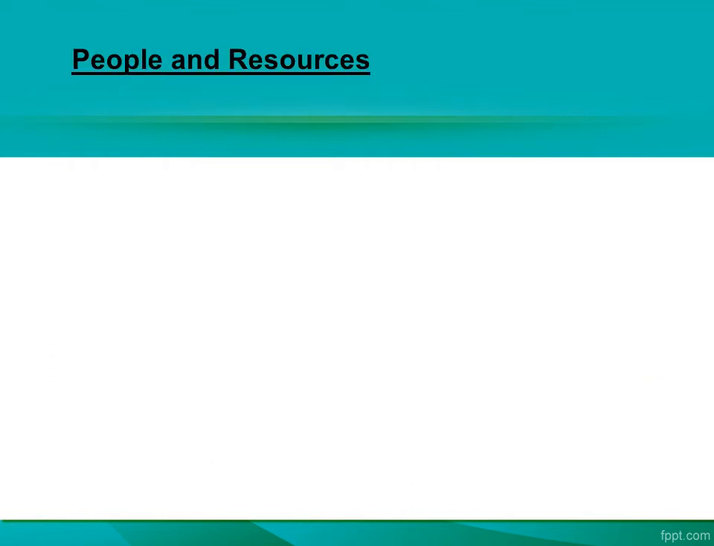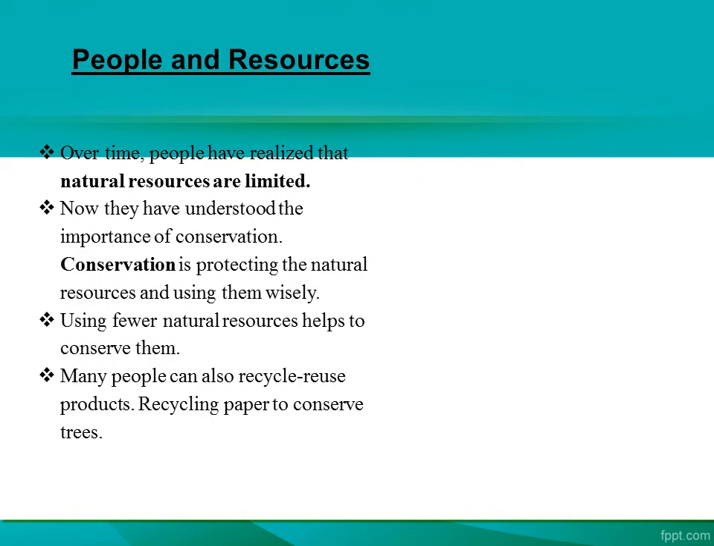People and resources. We know that when people use natural resources, they change their environment, isn't it? So they change the surroundings in which people, plants, and animals live. Here, let's find out how American people use their resources wisely. Over time, people have realized that all resources are limited. People today understand the importance of conservation.